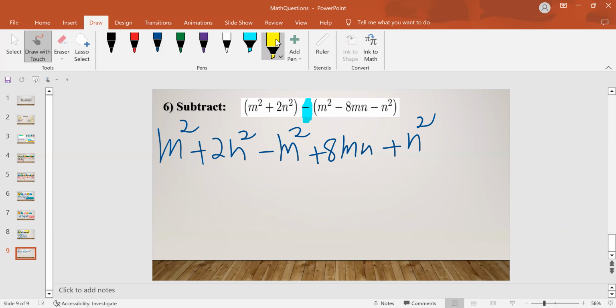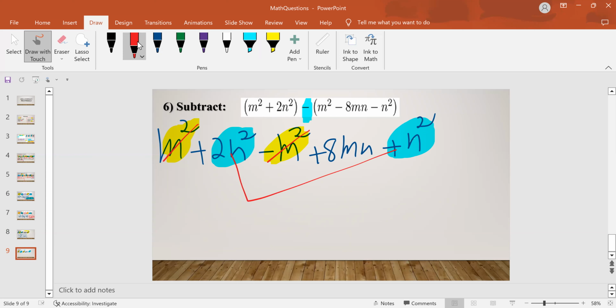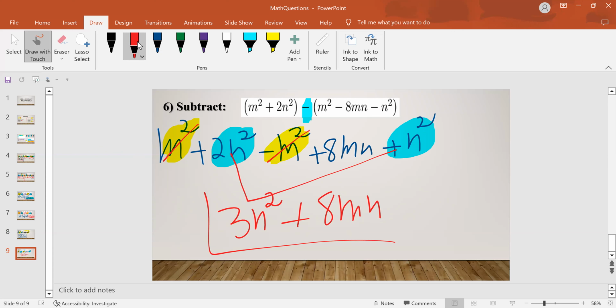Like terms, we have m squared and the negative m squared. Again, they cancel out. Great. Now we have 2n squared plus n squared. This n squared here is 1n squared. So 2 plus 1 is 3. So we have this and this as 3n squared. Okay, plus 8mn. And yes, that's it. Nothing else to do.